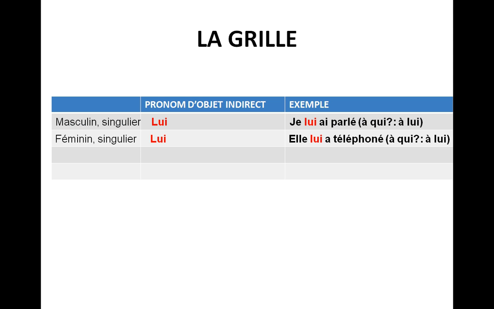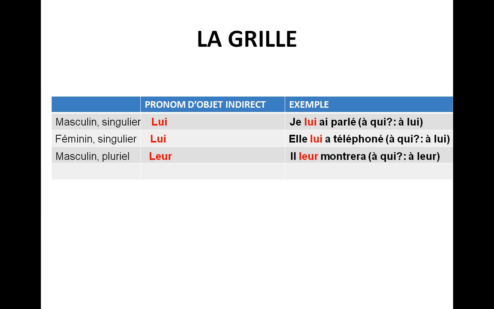Okay? Feminine singular stays lui. So if you have a feminine noun that you have to replace, elle lui a téléphoné. À qui? À elle. So she phoned to whom? To her. Lui still stays lui, even if it's her or it's him. In English, you have her and him. To him, to her. In French, it stays lui. So it's a little easier, right?